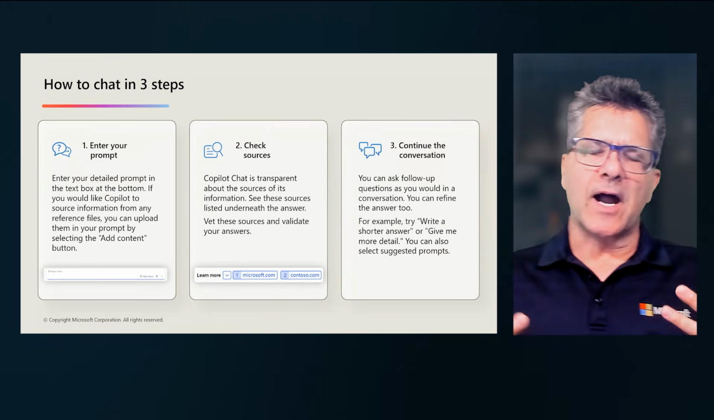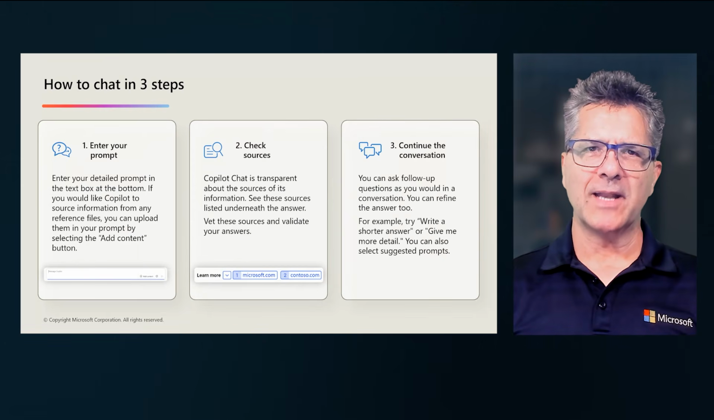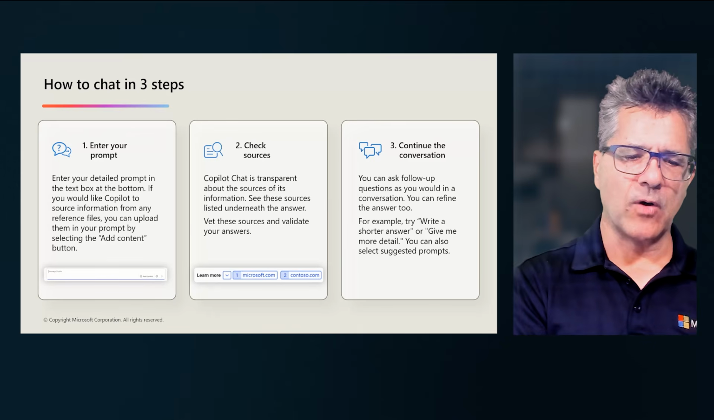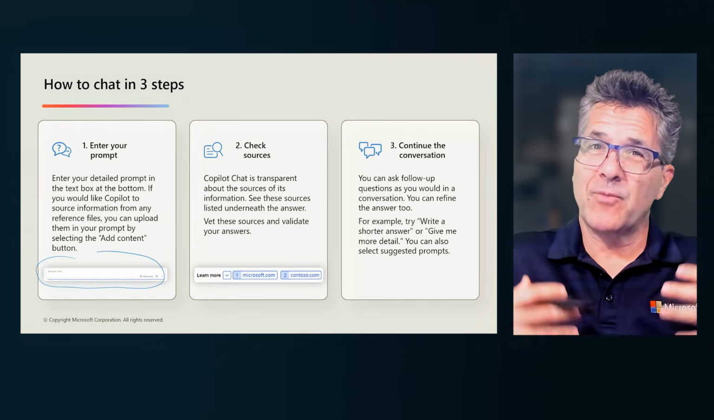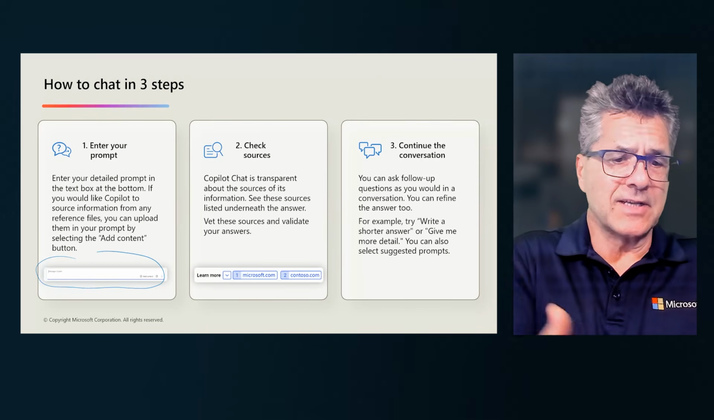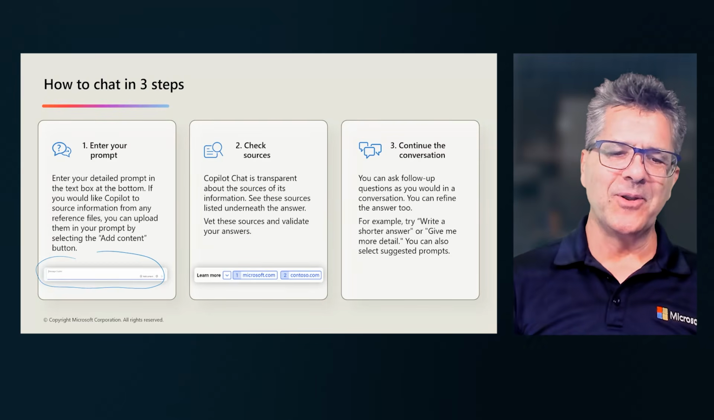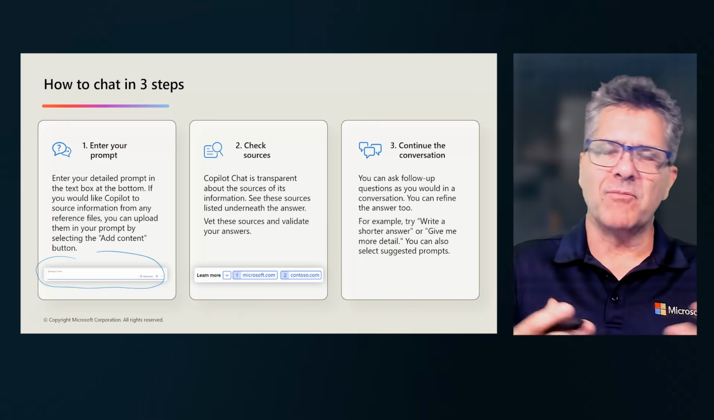Now, how do I start my conversation with my Copilot Chat? Simple. I can just open up the chat area and start having a conversation. It's like when you meet a new friend. You can start with a simple, hey, what's going on? I can then begin to have my conversation.